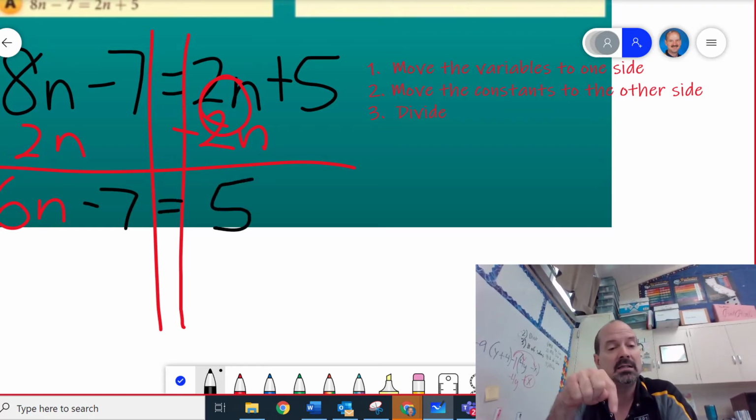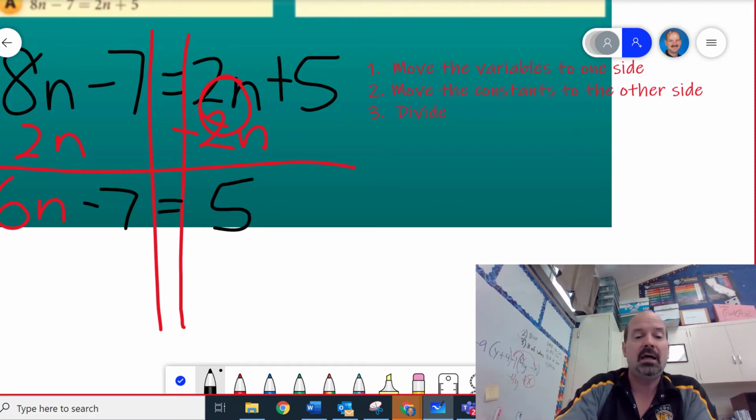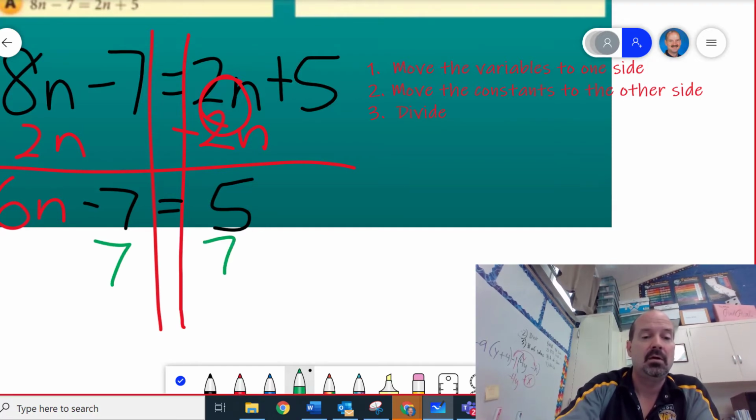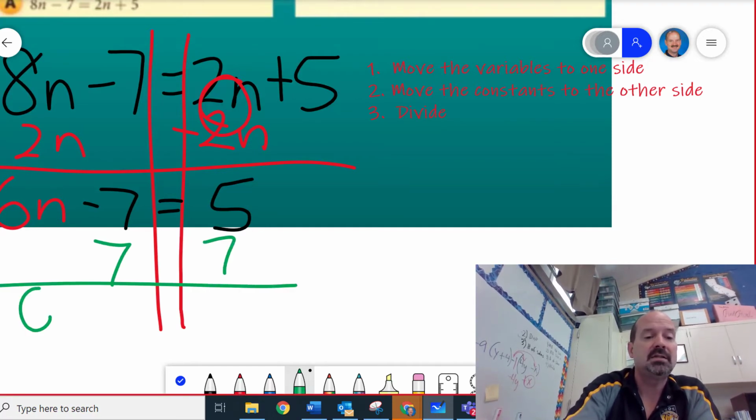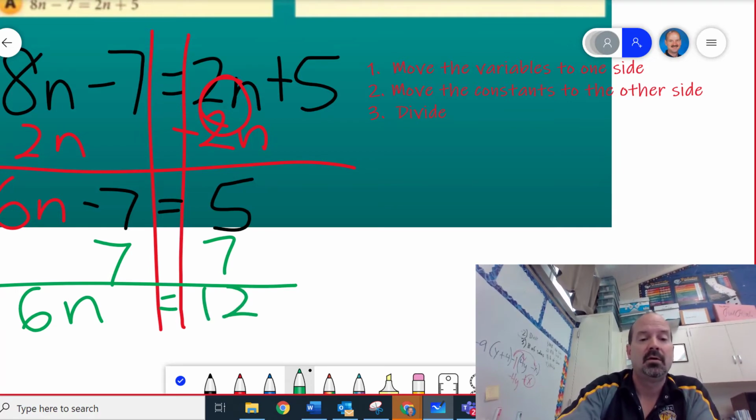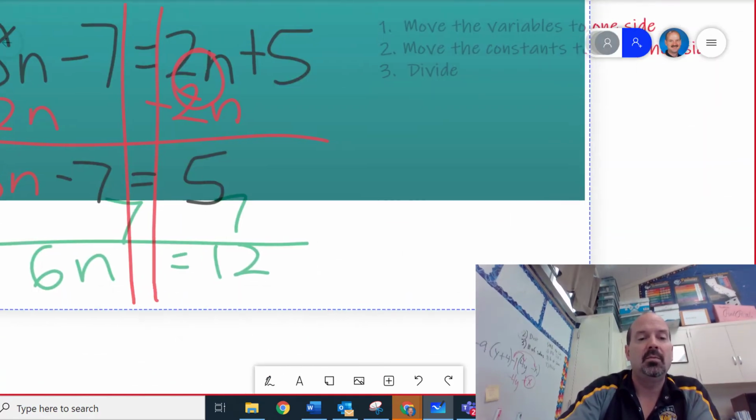Now I need to move the constant, negative 7, that's in the way, to the other side. So I add positive 7 to the negative 7. And when I do, I get 6n equals 5 plus 7, which is 12. All right, so we're almost there.